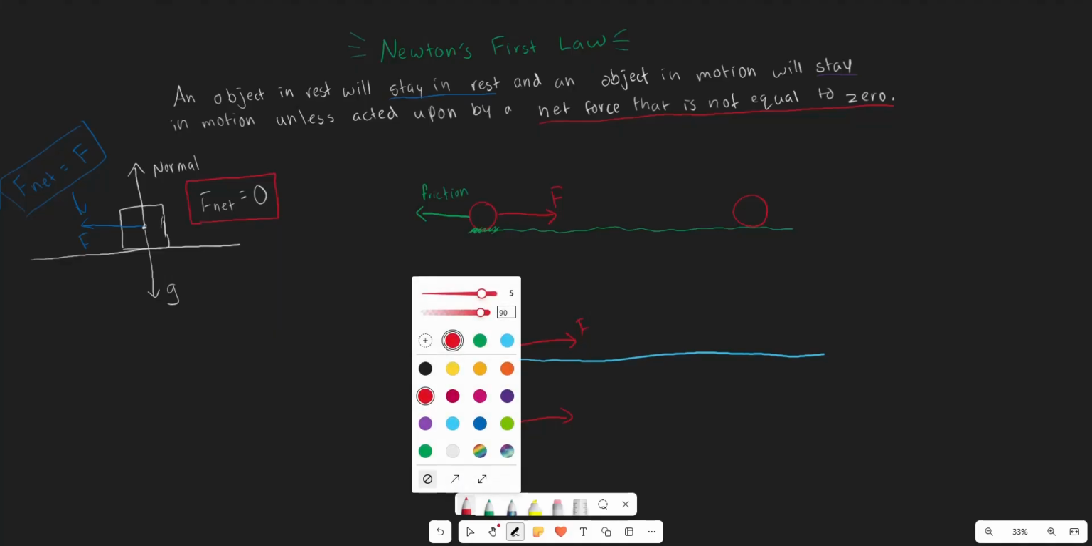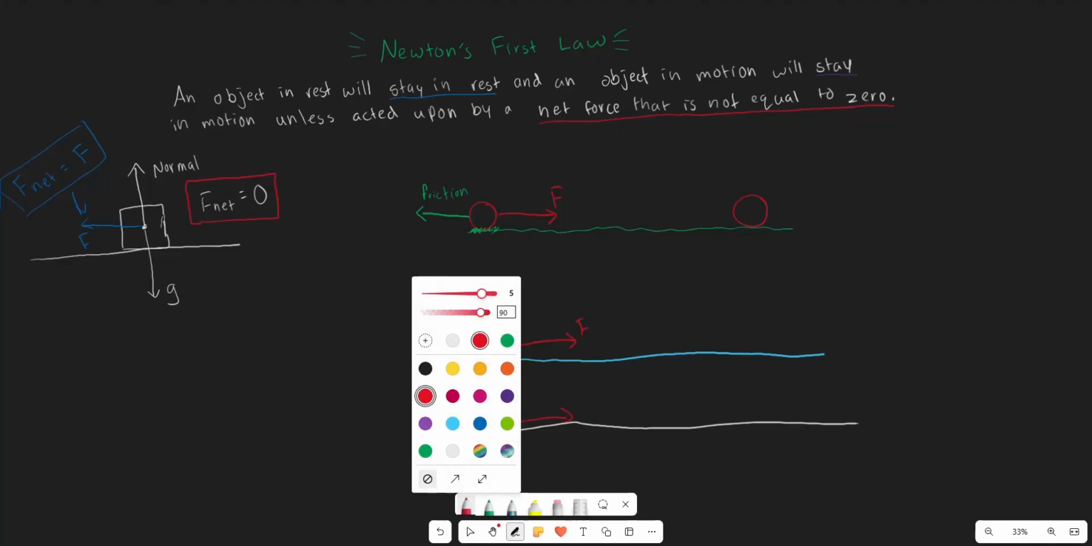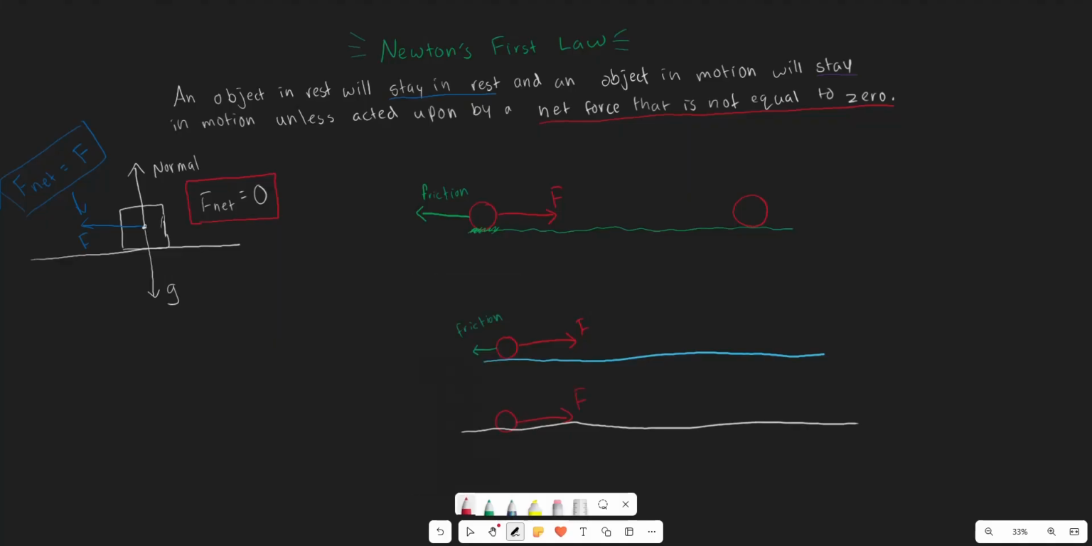Let's say we had a surface that has no friction. Then the ball wouldn't come to a stop. There's no other forces that are acting on it. We have our gravity, but that's cancelled out by the normal force. So in the vertical components, the net force is 0. These cancel out. So our only force here in this system with no friction is F. That's why it stays in motion, because there's no net force that's not equal to 0 that can cause it to change motion.